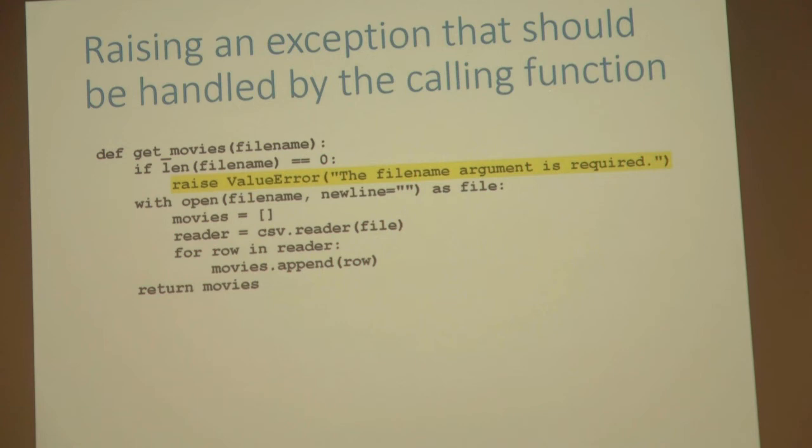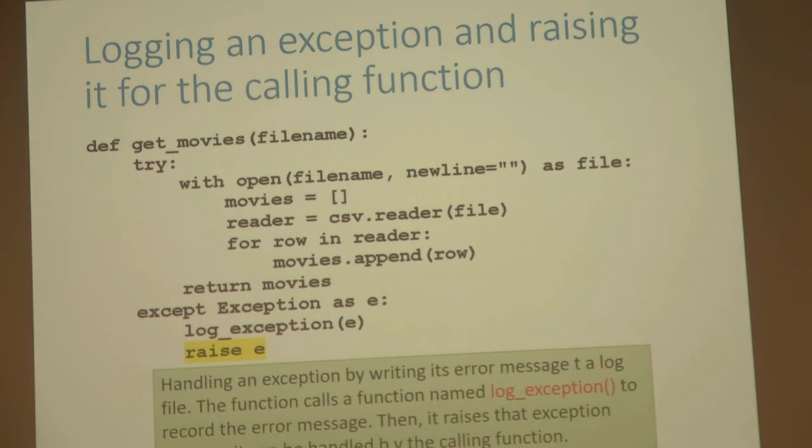So in here, for example, raise a value error. Where is it? It's not here. It's not this one. In here, logging an exception and raising it for the caller. So you are opening a file, you're doing whatever you want to do, and then you are raising an exception, and you enable the log exception. So the log exception will save it to the log file.